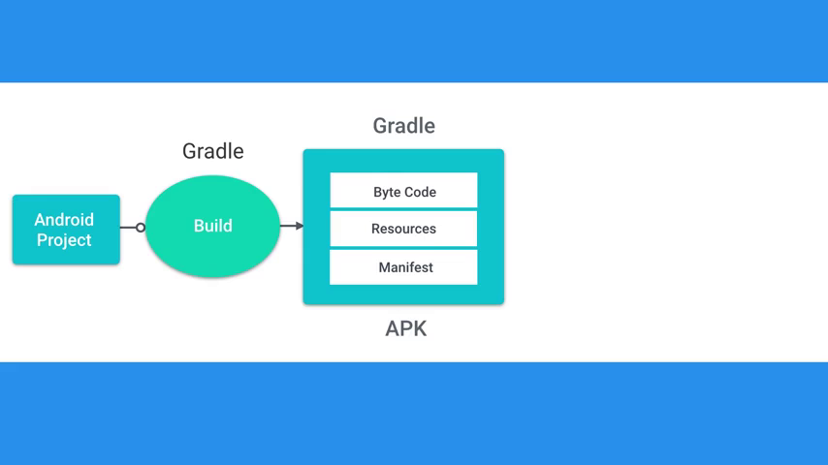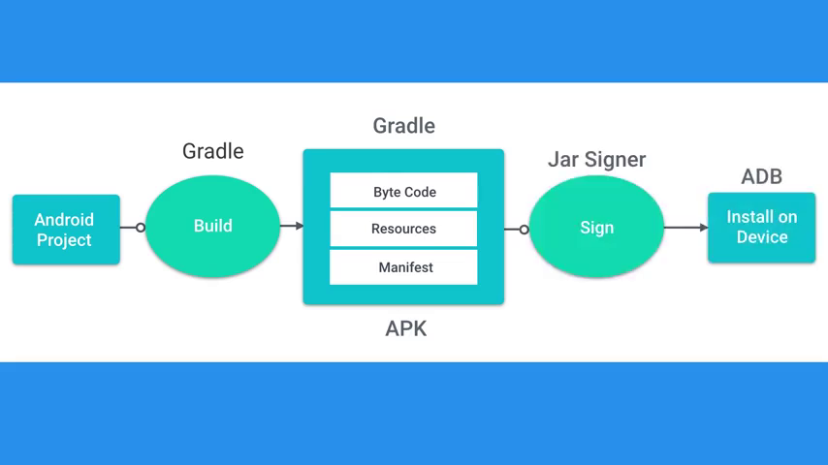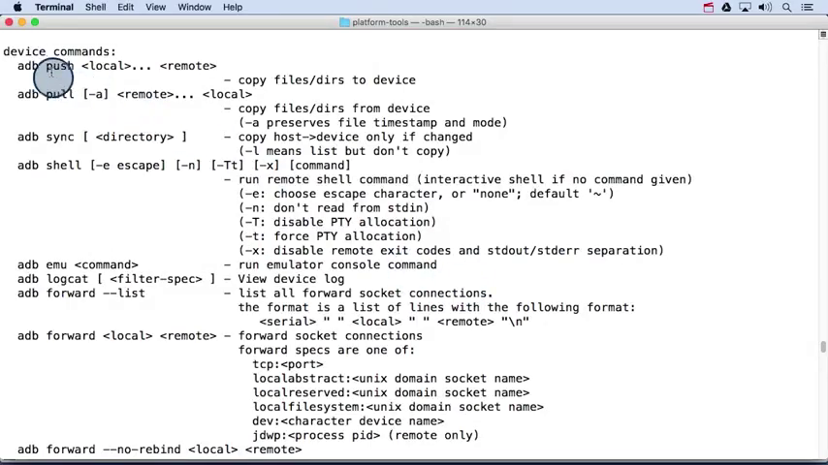Once you've got an APK ready to go, Android Studio signs it and then pushes it to the device using the Android Debug Bridge, or ADB. If we return to the terminal, you can see that ADB lets you interact and debug apps on any device, physical or virtual. Things like pushing and pulling files, viewing logcat output, or even running a remote shell.